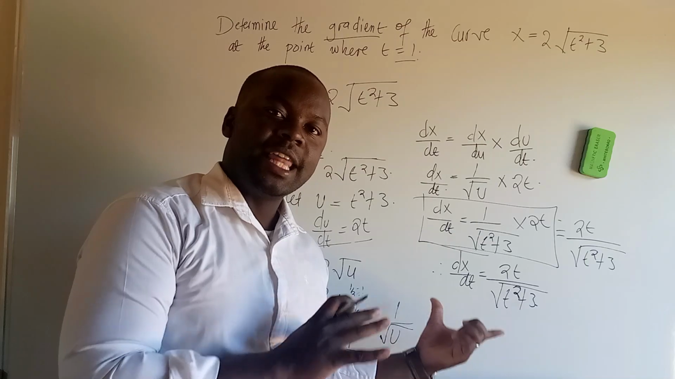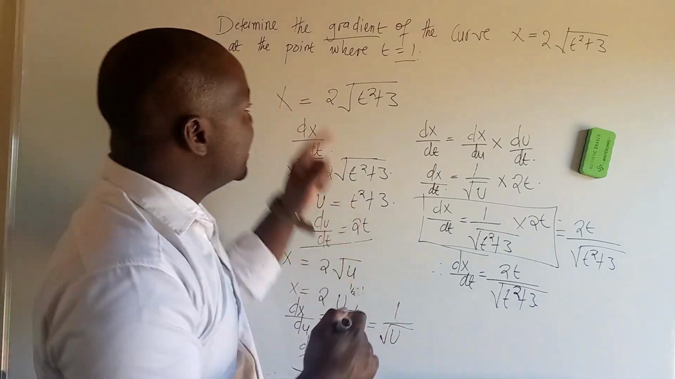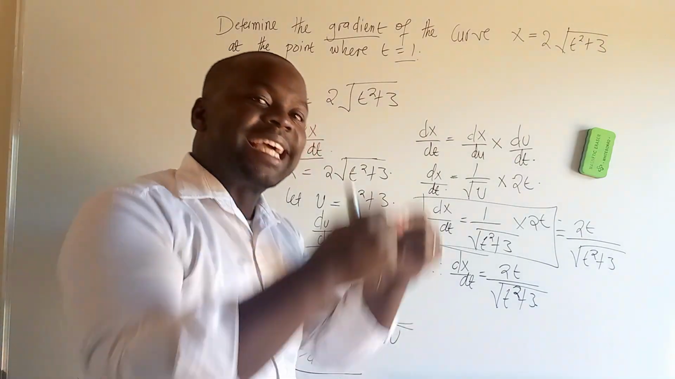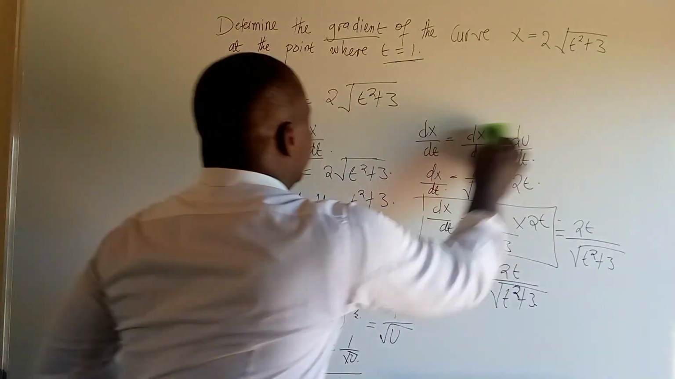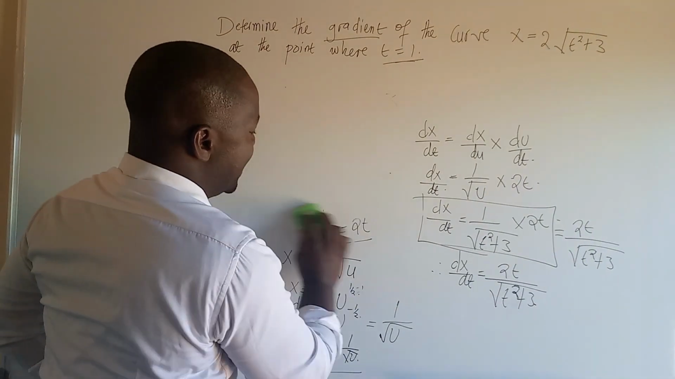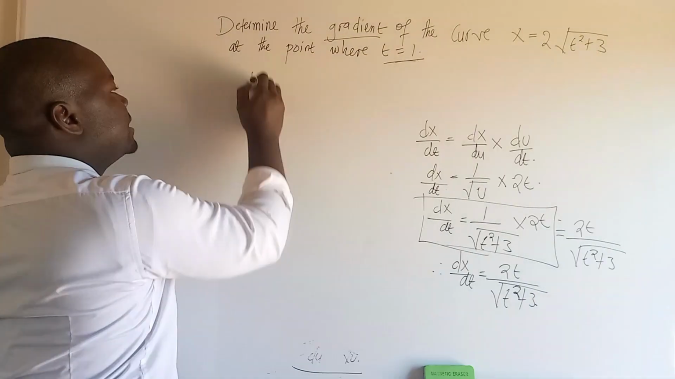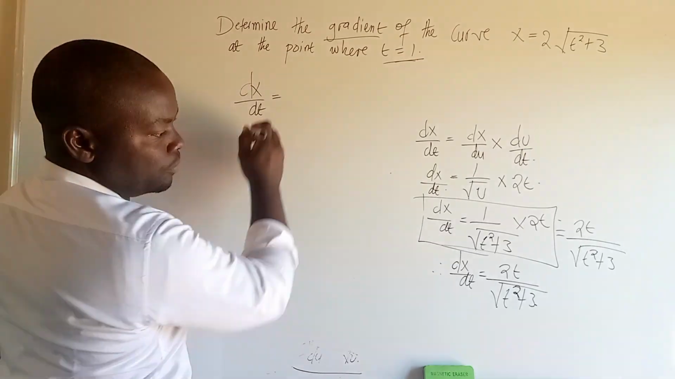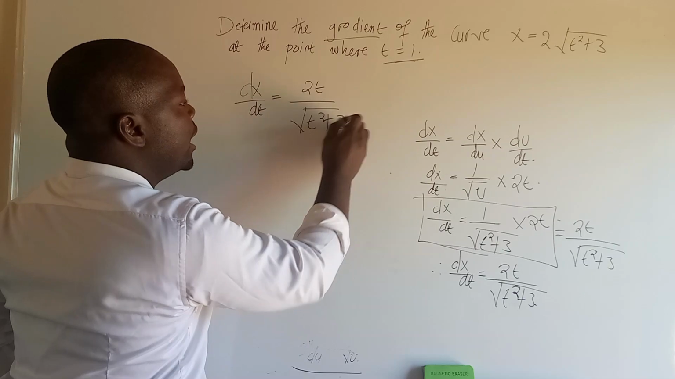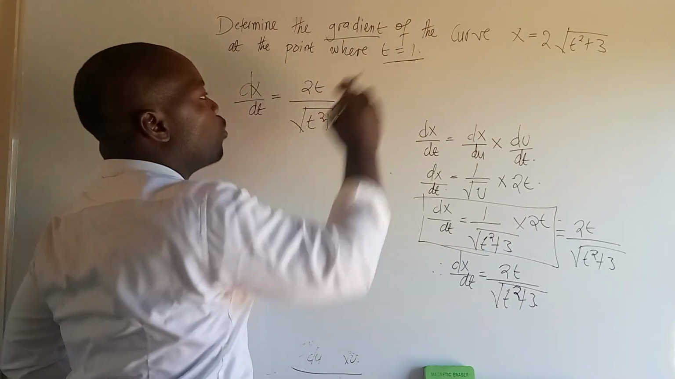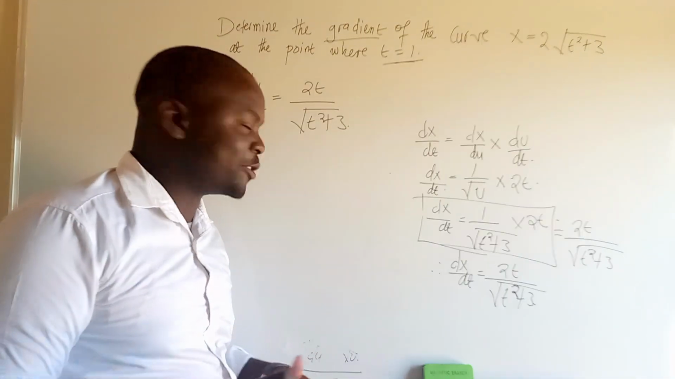But is this our answer? No, this is not the answer. This is the gradient function at a certain point. But this question is saying we need to determine the gradient where t is equal to 1. So I'm going to erase this part. Now, since we know that the gradient function, dx over dt, is equal to 2t over the root of t squared plus 3, to find the gradient where t is equal to 1, this simply means that wherever there is t, we substitute 1. Very simple substitution.